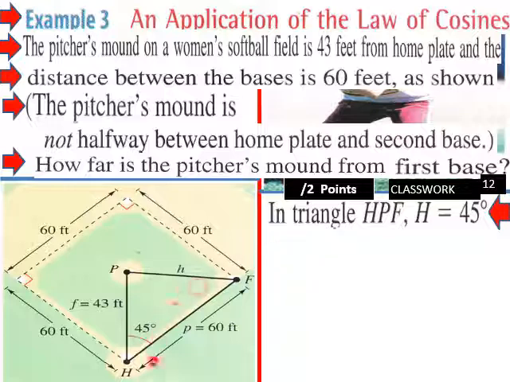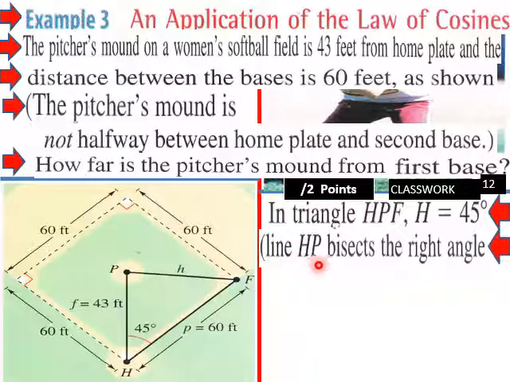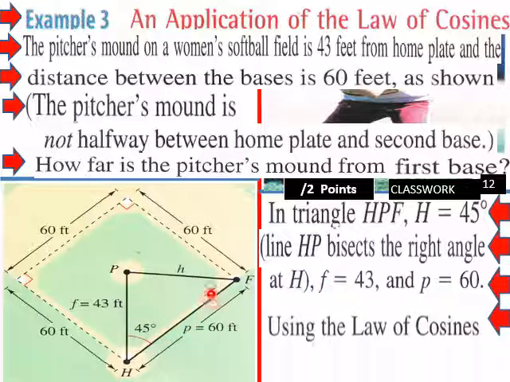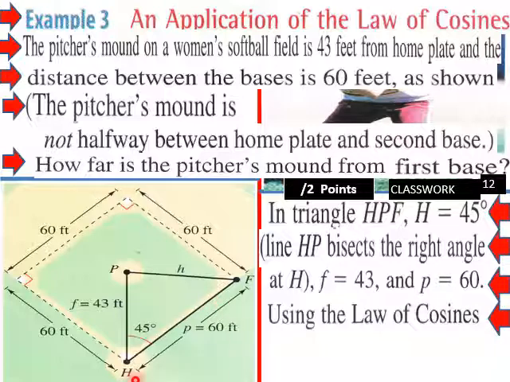So in triangle HPF, H is 45 degrees. This is our 45 degree angle there. Line HP bisects the right angle, so our line HP here, but we have a right angle here, so that's what makes this 45 at H. So f equals 43, here's our 43, and p equals 60, so we know that much.